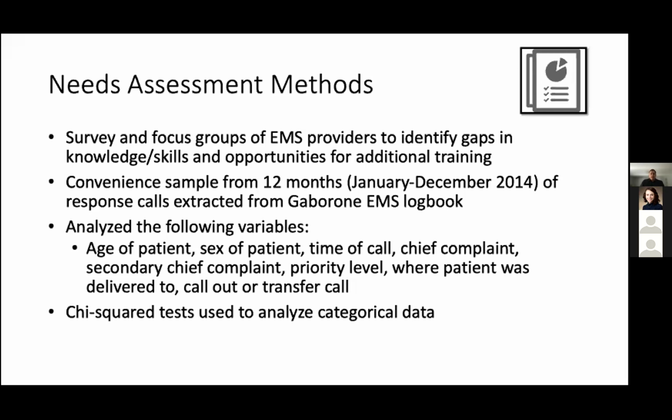For the data analysis and demographic investigation, we took a convenience sample from a year's worth of EMS data, from January to December 2014. We looked at the logbook of all EMS response calls in Gaborone, the capital of Botswana. We analyzed the following variables: the age of the patient, sex of the patient at the time of the call, chief complaint, secondary chief complaint, the priority level, which was basically the acuity level, where the patient was delivered to, and whether it was a call out, like a response to a scene, or a transfer call, like transfer from one hospital to the other. With this data, we did chi-square tests to analyze the categorical data.